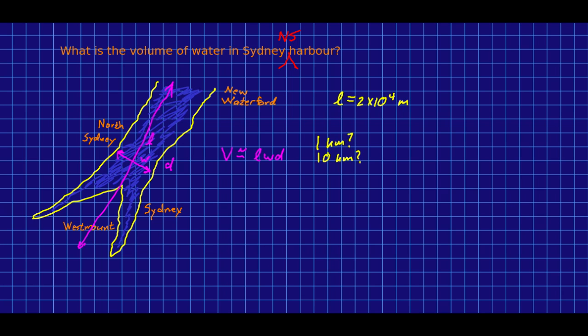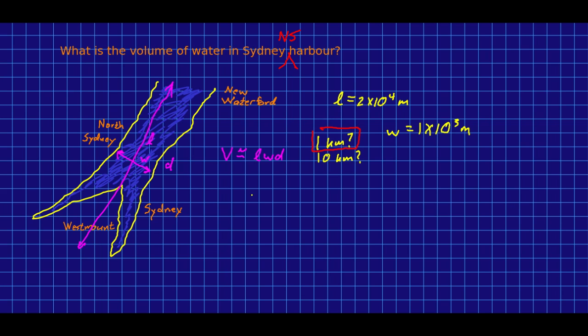Well, a useful thing to know is that if you're looking over water or flat land like the prairies or something, the horizon is around about 5 kilometers away. And if you're standing over here in South Bar looking over at North Sydney, it is not off on the distant horizon. So I'm going to say that it is closer to 1 kilometer, and so the width is roughly 1 times 10 to the 3 meters.